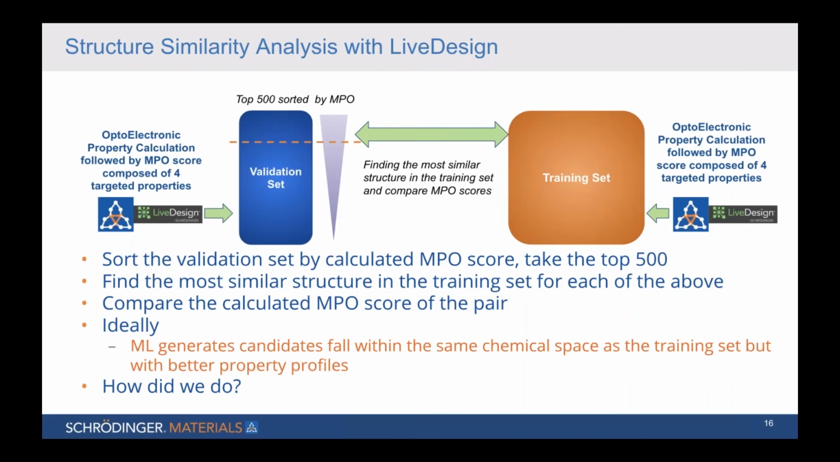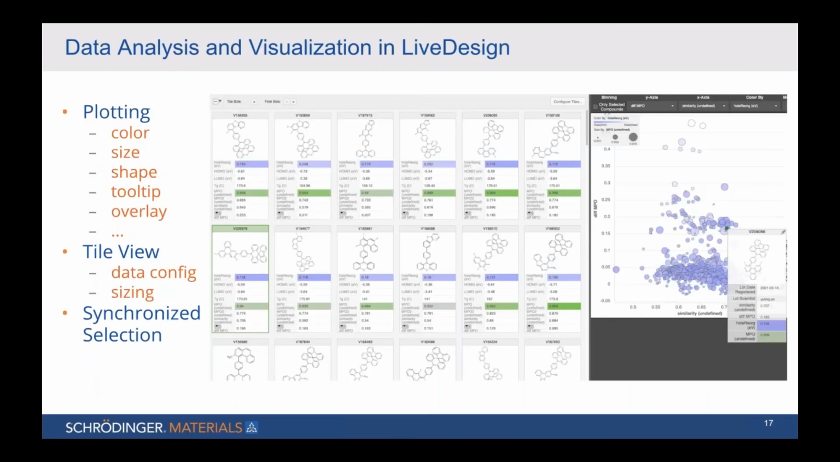In the next slide, I'm going to show how we did. Before I jump to that, I want to give you an idea of how we did this in LiveDesign. The previous slide showed you have data and you can put it in a spreadsheet, but as you have more and more data, you can easily have hundreds of columns in a spreadsheet.